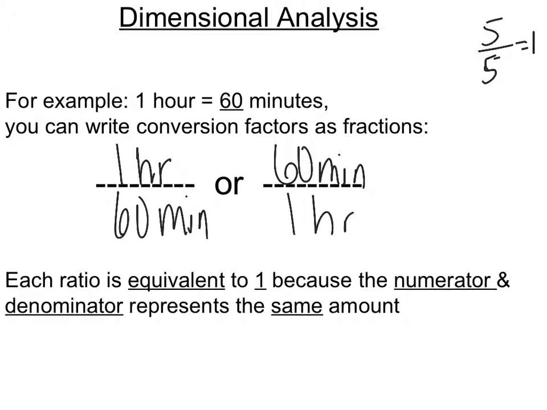And that would all depend on the units that we're trying to convert and ones that we're trying to get rid of. So each ratio is always going to be equivalent to 1, and the numerator and denominator represent the same amount. We know that 1 hour represents the same amount as 60 minutes. Another one that you might know is we know that 12 inches is equal to 1 foot. That's a conversion that the numerator and denominator represent the same amount. They just have different unit values.